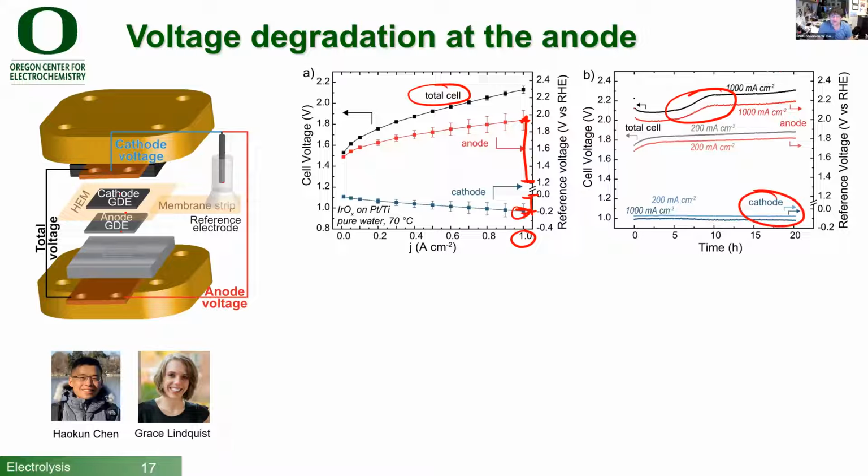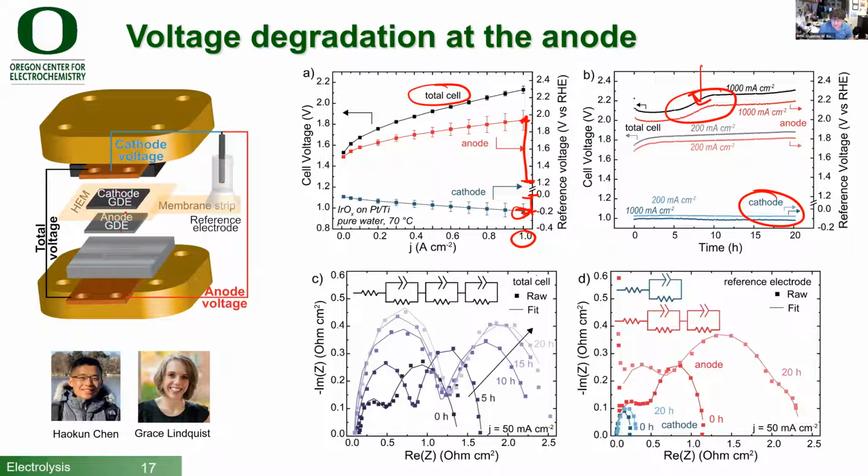These are all things that are expected, but it's nice to be able to tease those apart specifically. We can also do impedance. One of the challenges, if you're looking at the total cell impedance, is that it's complicated. You have a lot of humps, a lot of semicircles changing with time as the cell is degrading.